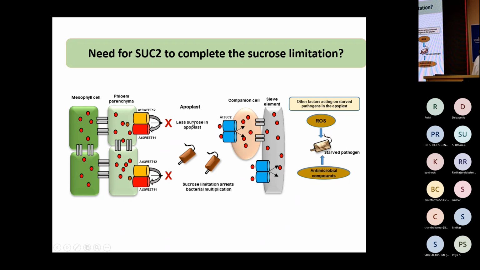Now, in the apoplast, if there is less sucrose available, this can really prevent the pathogen multiplication. And it is possible that this 11 and 12 can interact, either homo or hetero-oligomerization is possible, to control these sucrose levels in the apoplast. Now, what I'm trying to say is that there is another transporter which I did not introduce so far in the talk, called AtSUC2, which is another key player. You can see that until phloem parenchyma, the 11 and 12, to some extent even 13 and 15, are key players of putting the sucrose into the apoplast.